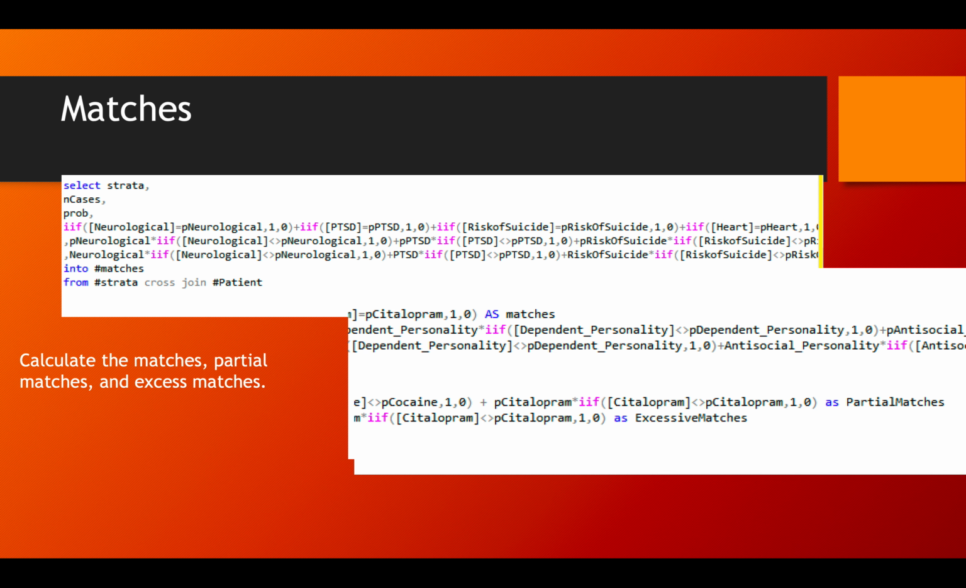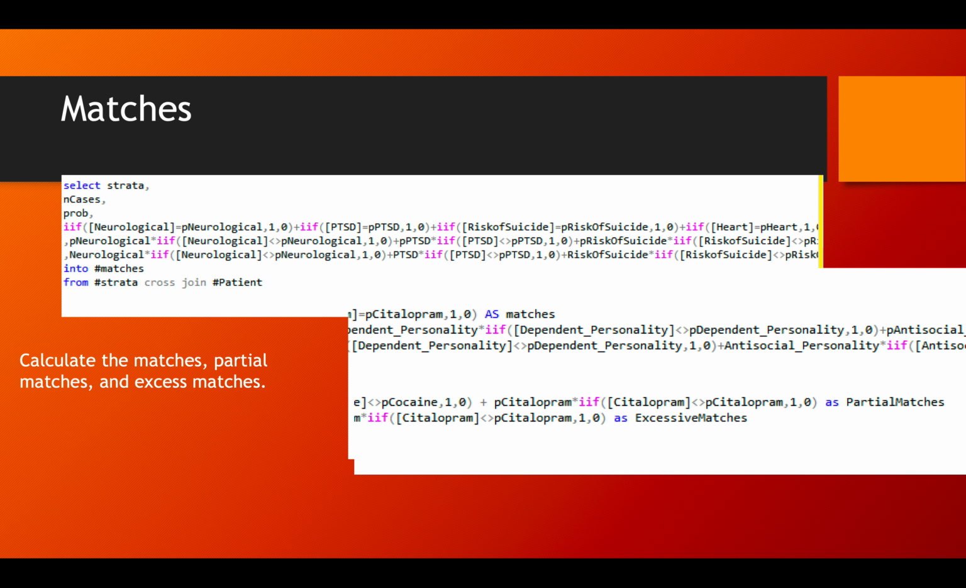So we're going to take a look at our matches, and we're going to calculate the matches in the strata to our sample patient in 3 categories. So we're going to calculate matches, which is if the strata diagnosis matches the outcome or the representation for the diagnosis in our sample patient. So if he has PTSD and a strata has PTSD, that is a match. If our strata has a risk of suicide and our patient does not have a risk of suicide, that is not a match. And we're going to add up those matches to score them.